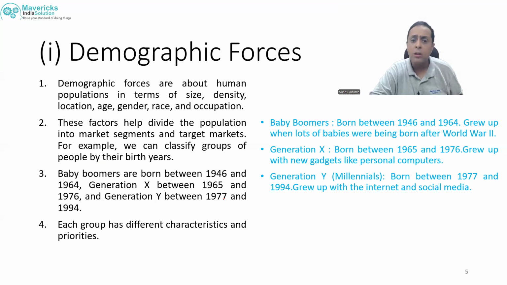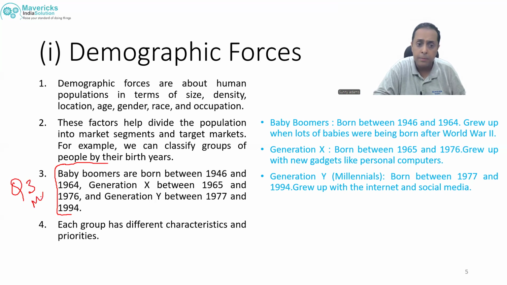और वो क्या है, ह्यूमन पॉपुलेशन इन टर्म्स ऑफ साइज, डेंसिटी, लोकेशन, एज, जेंडर, रेस एंड ऑक्यूपेशन। These factors help divide the population into market segments and target market, और इस हिसाब से मार्केट के सेगमेंट्स बन जाते हैं और टारगेट मार्केट्स डेवलप की जाती है। For example we can classify the groups of people by their birth years. और ये बहुत इंपॉर्टेंट है इस पॉइंट को समझना। मैं चाहता था कि आप इस पॉइंट को जरूर समझें, और अगर ये पॉइंट आपको एक्सप्लेन करने के लिए आता है एग्जामिनेशन में in form of question of 3 marks, तो you should be in a condition to explain it.